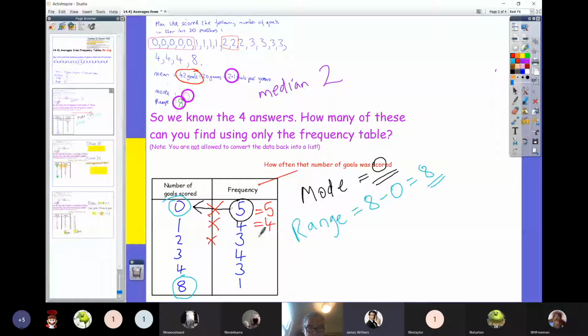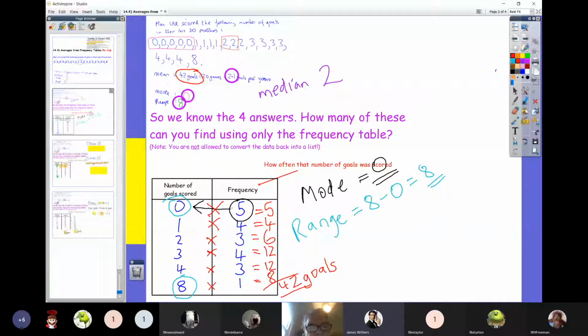4 times they scored 3 goals. 3 times they scored 4 goals. And on 1 occasion, they scored 8 goals. You would then go and add up all of those goals, and that would give you the 42 goals.